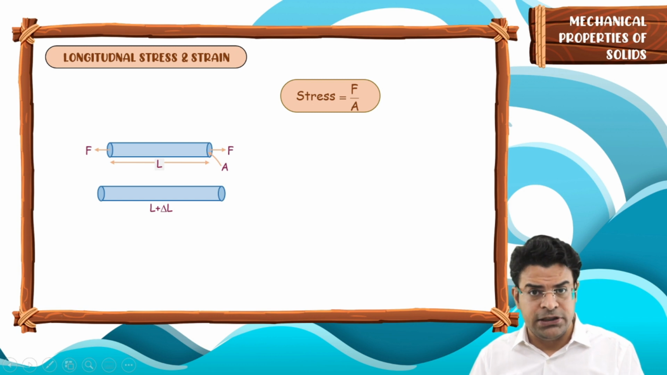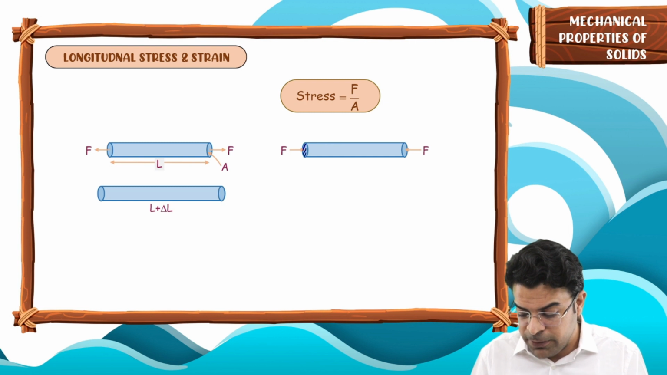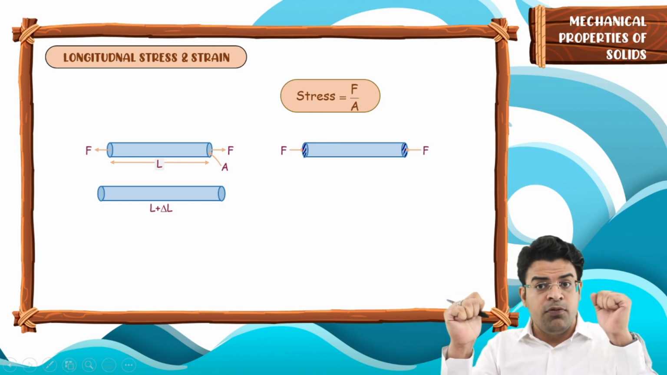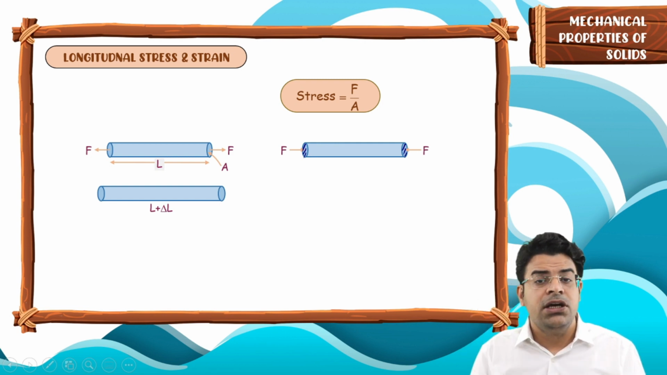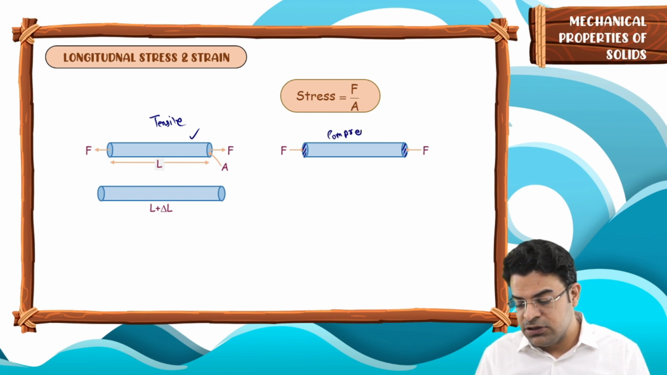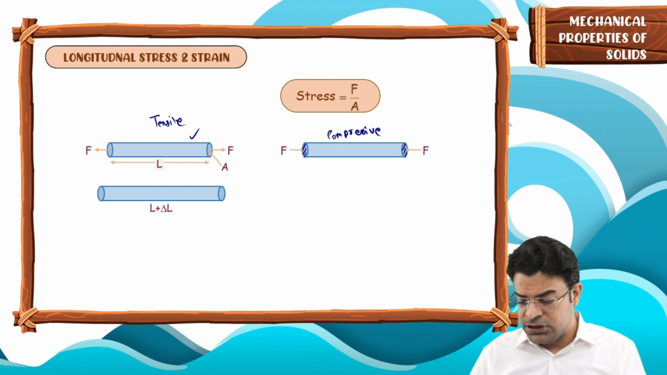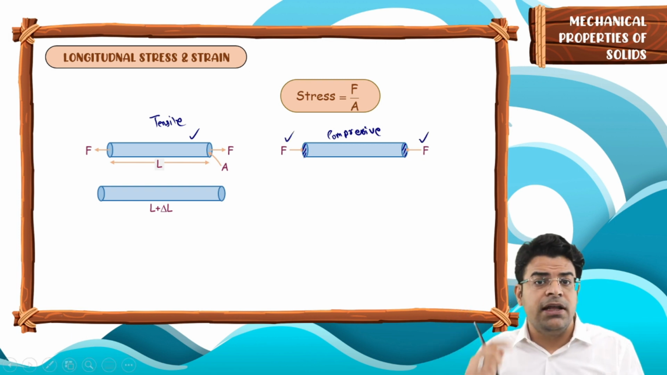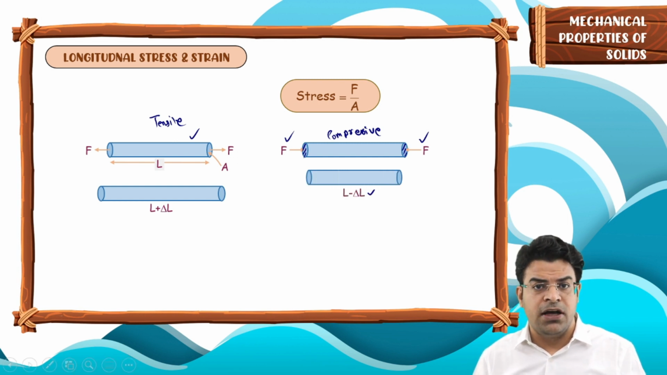There can be one more case when the forces are trying to compress the rod. If the forces are acting perpendicular to the cross-sectional area and the forces are trying to compress the rod, then such forces create a stress which is called compressive stress. So when they try to elongate, it's called tensile stress. When they try to compress, it's called compressive stress. What does the compressive stress do? So compressive stress will decrease the length of this rod. So after the action of this compressive stress, the length will decrease, and let's say the length becomes less than L, equals L minus delta L.